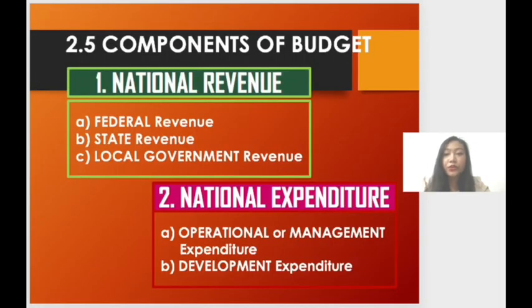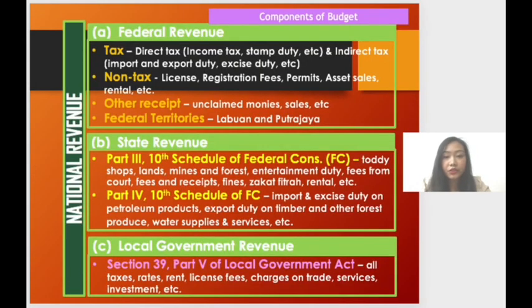Okay, there are 2 components of budget. The first one is national revenue and the second one is national expenditure. There are 3 sub-components under national revenue, which is the first one is federal revenue, second one is state revenue, followed by local government revenue. Meanwhile, for national expenditure, there are 2 sub-components. The first one is operational or management expenditure, followed by development expenditure. Let's take a look at national revenue first. So there are 3 sub-components under national revenue.